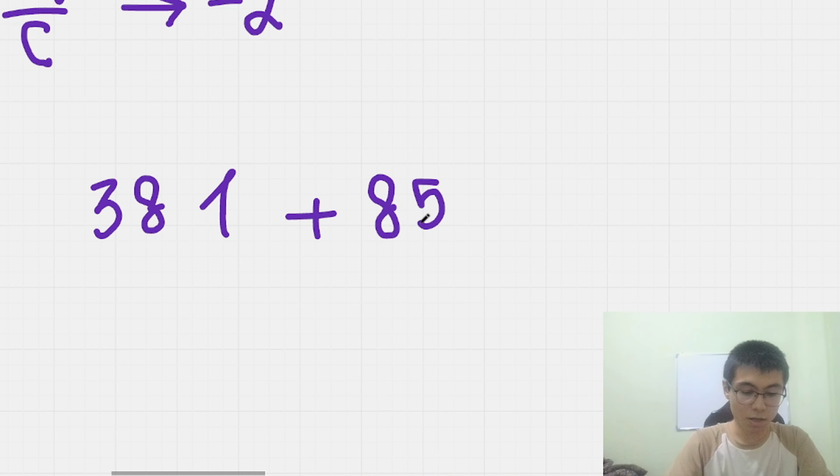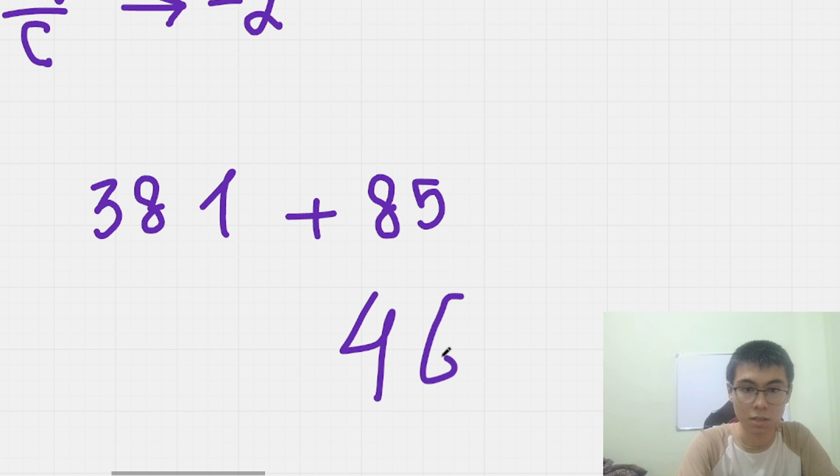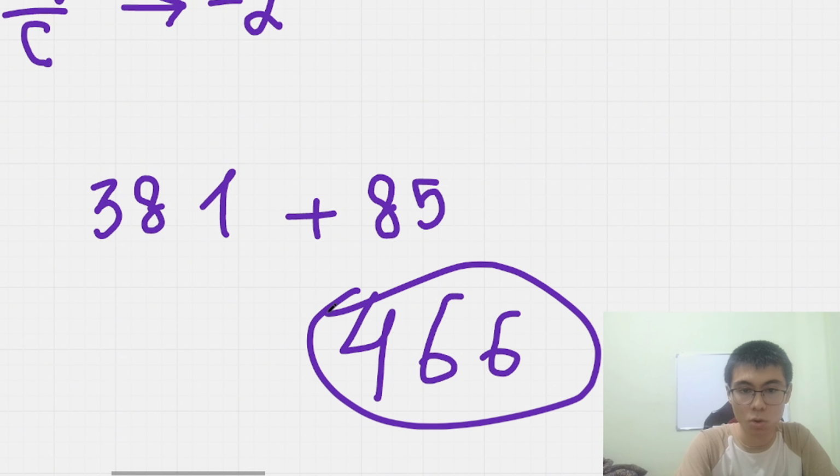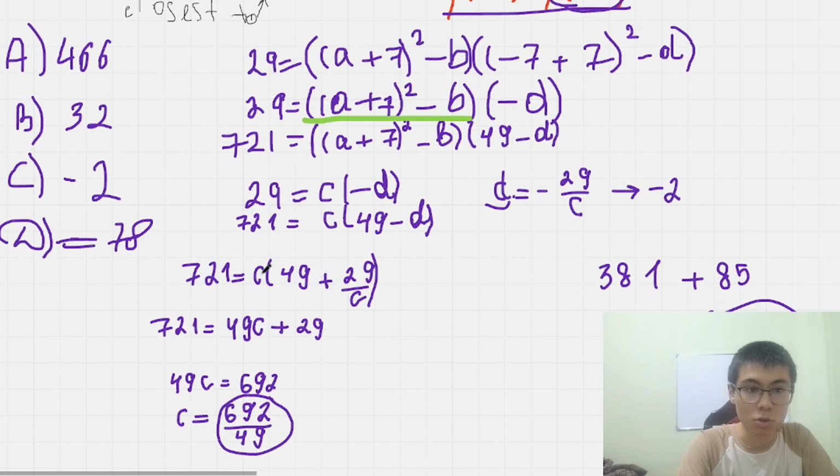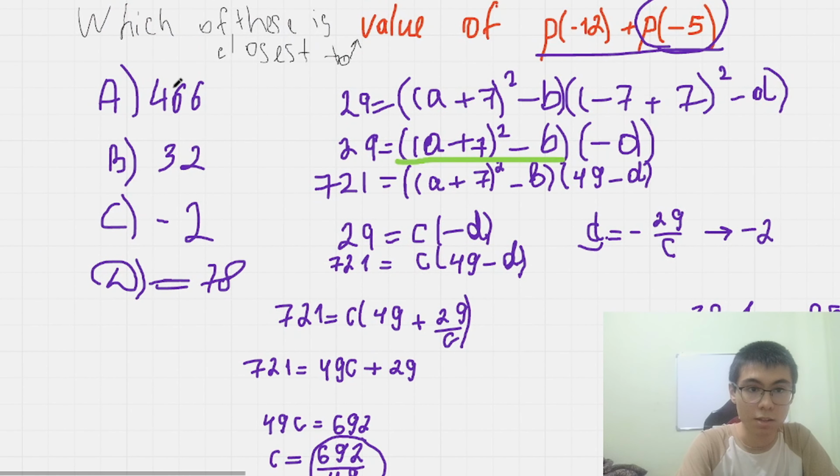So we are gonna add these two things to 381. So we get 466. Is it a free response question or a multiple choice? Let's have a look. It's a multiple choice question, and the correct answer is A.